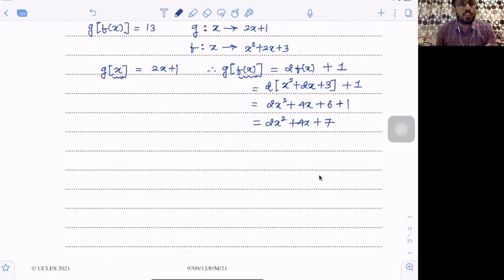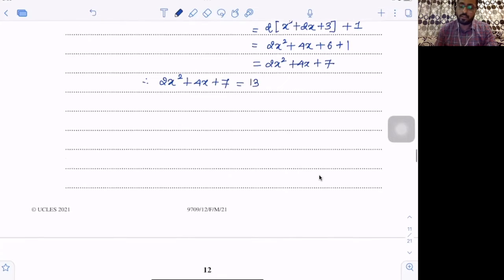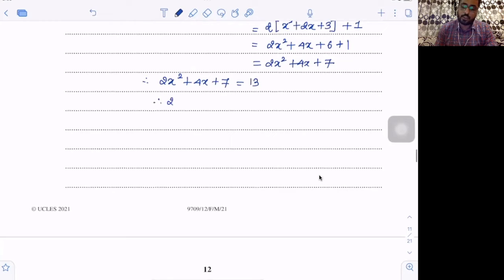But what's the value of g of f of x given to you? It is given to us as 13. So I can write 2x square plus 4x plus 7 is equal to 13. So 13 will shift to the other side, and it becomes -13. So it's 7 minus 13, which will give you -6, equal to 0.